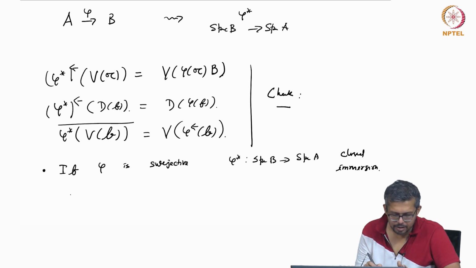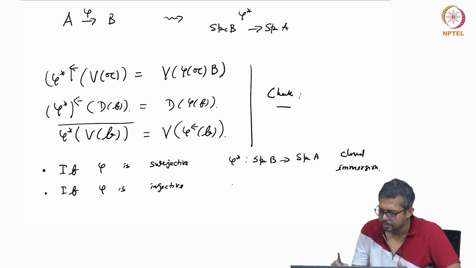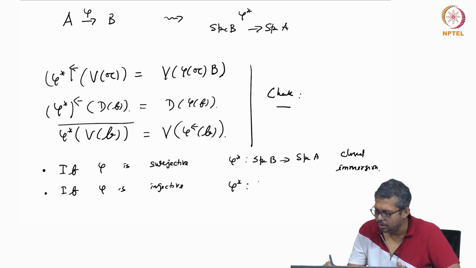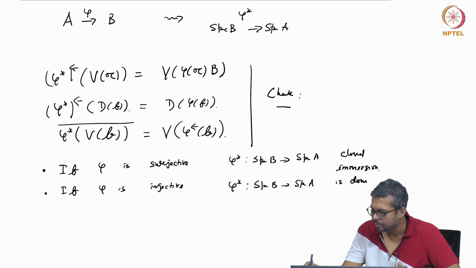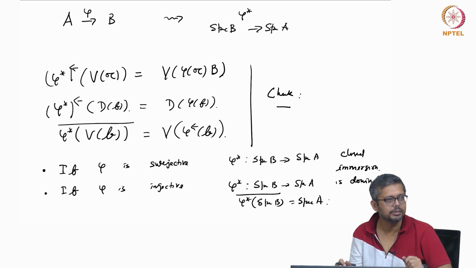Similarly here, if phi is injective, then it's dominant. Phi star is dominant. That is, the closure of phi star of Spec B is Spec A. These are all given in Atiyah-Macdonald, as exercises in the first chapter.